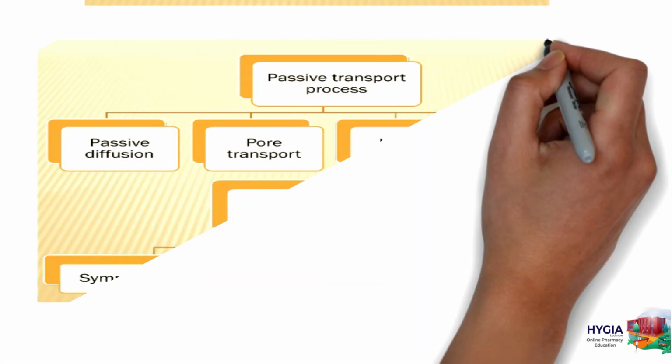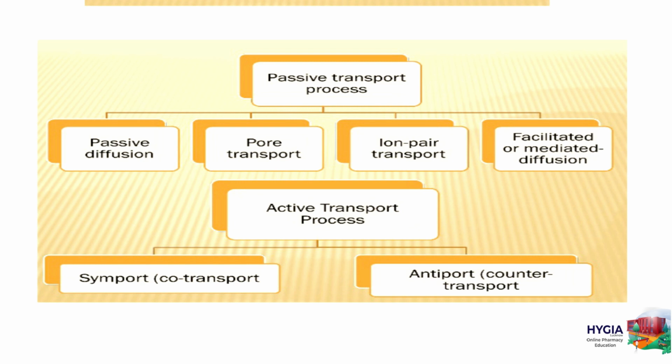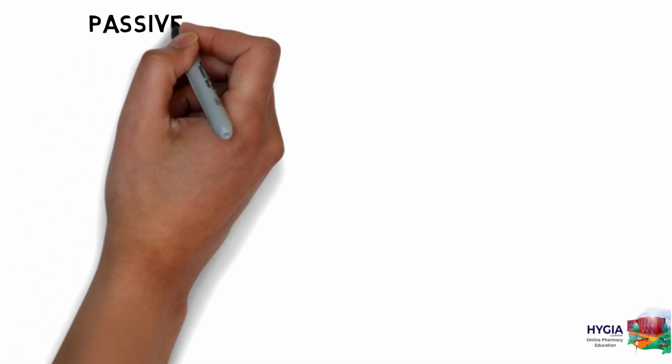On your screen you can see the classification of passive transport mechanism. The passive transport mechanism does not utilize energy in the form of ATP or in any other form to get transported. There are 4 different types of passive transport mechanism, that is passive diffusion, pore transport, ion pair transport, and carrier mediated or facilitated diffusion. So we will start with passive diffusion.